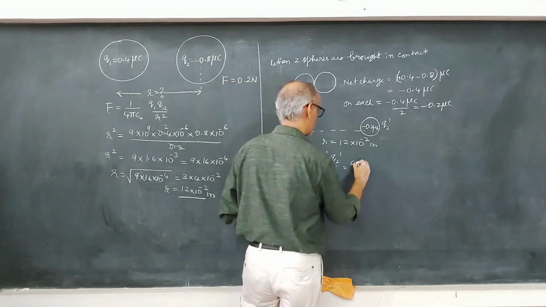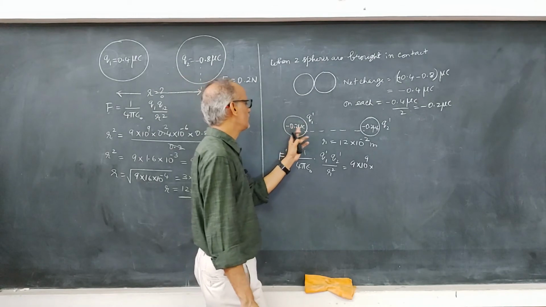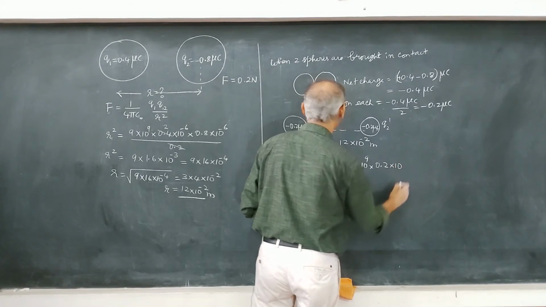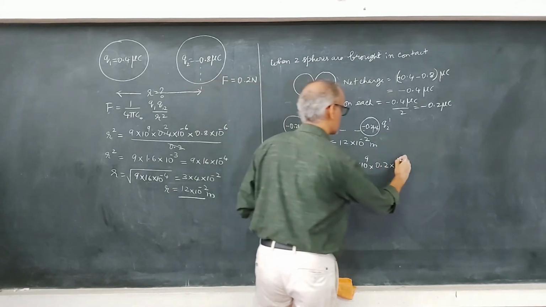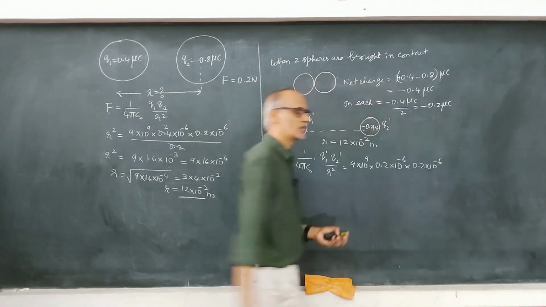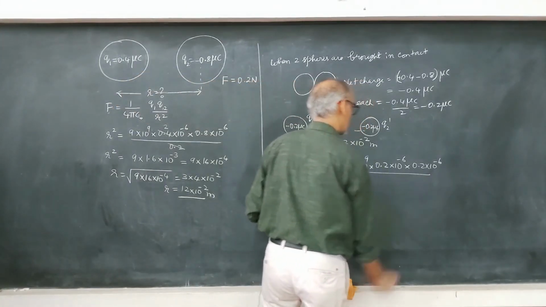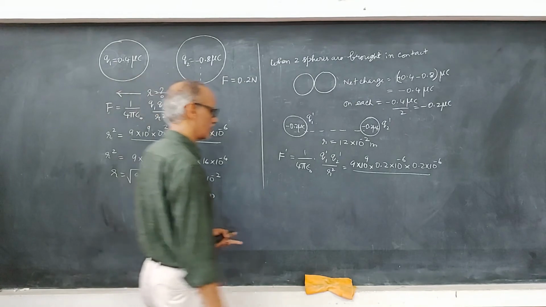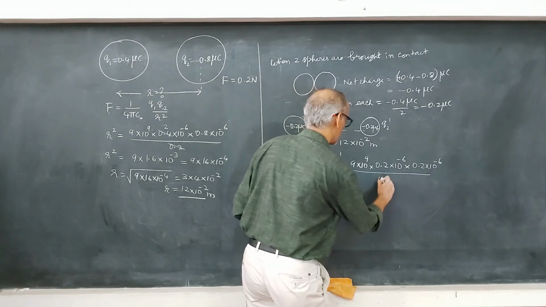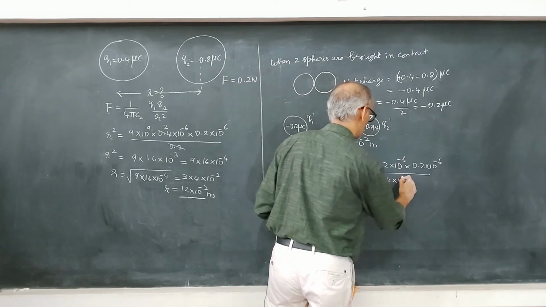That's 9 into 10 to the power 9 into 0.2 into 10 to the power minus 6 into another 0.2 into 10 to the power minus 6. Remember, we consider only the magnitude. We don't substitute the minus sign here. Divide by 12 into 10 to the power minus 2, square of it. So that will be 144 into 10 to the power minus 4.